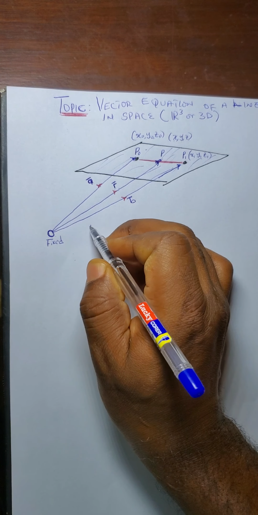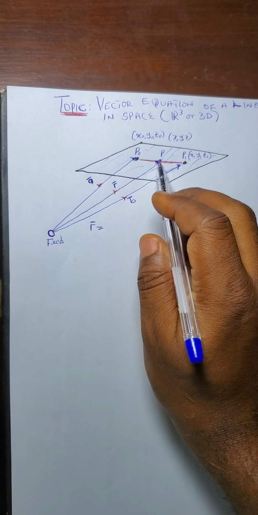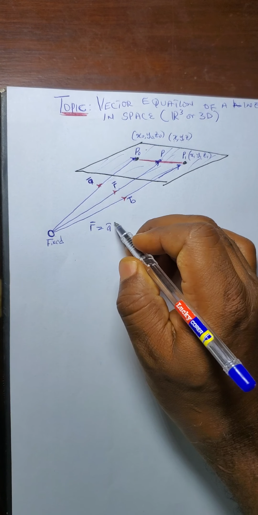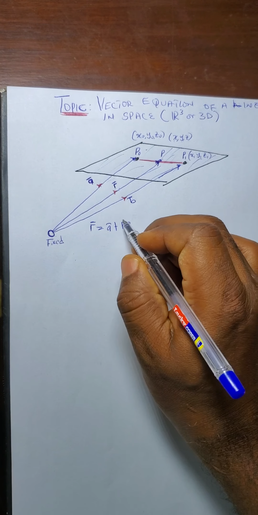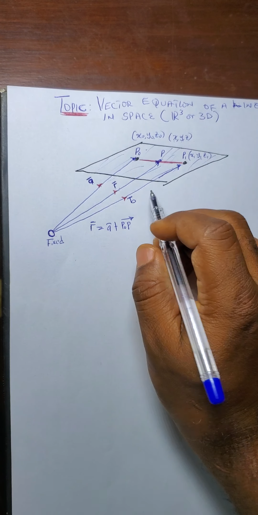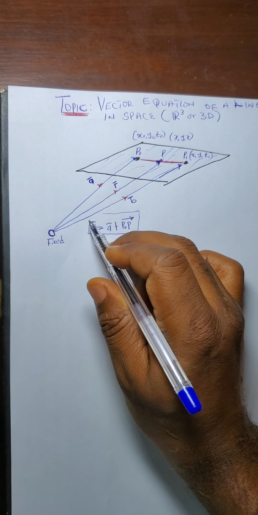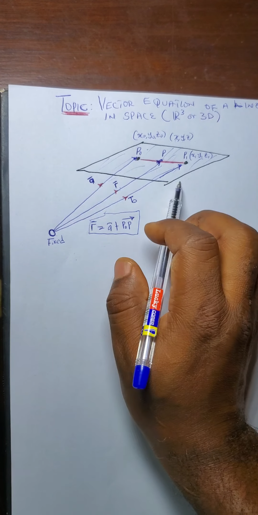So I'll write it as R bar is equal to, instead of moving along this path, I would rather move like this. That is A bar plus, then I move like this. That is P naught P, in this direction. I've reached P. What I have here is the vector equation of this straight line P naught P1 lying on this plane.